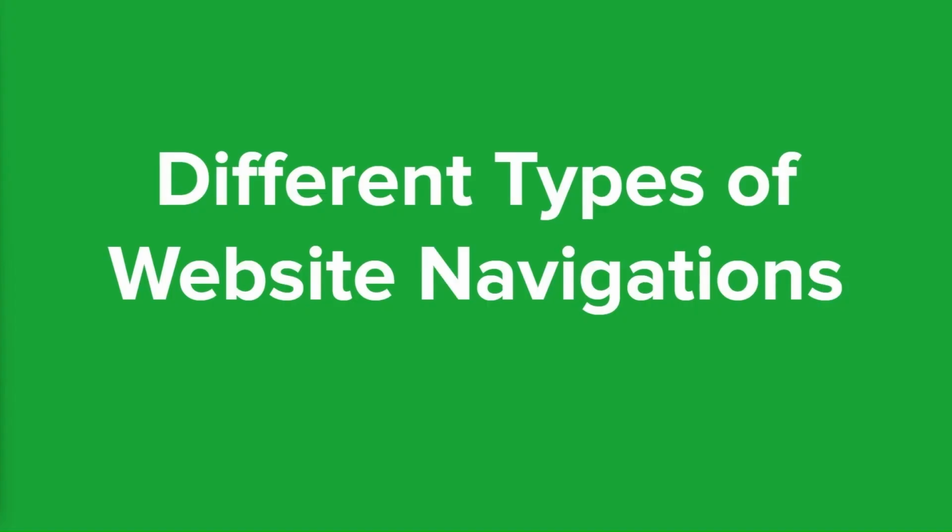So, as mentioned before, there are different types of website navigations. First up, you have the horizontal menu, and this is one of the most common types of menu. It's a navigation system that is placed across the top of the website.